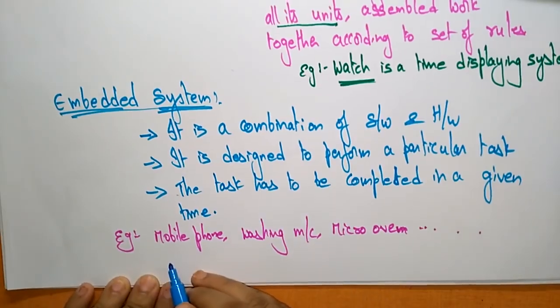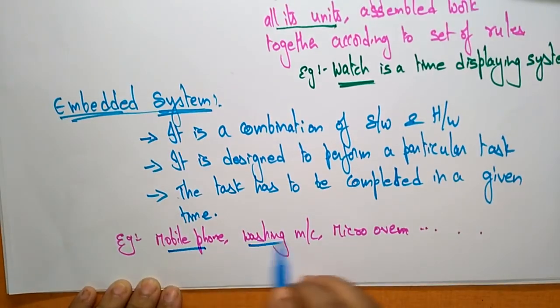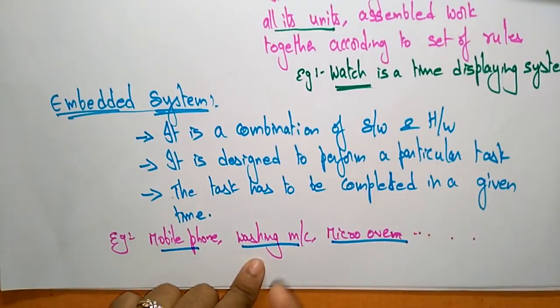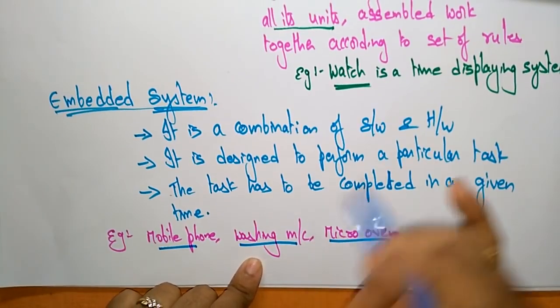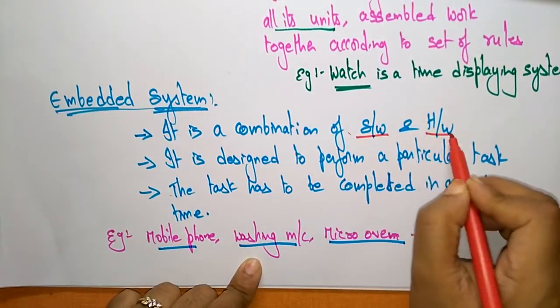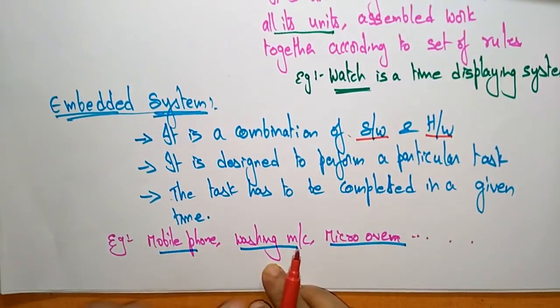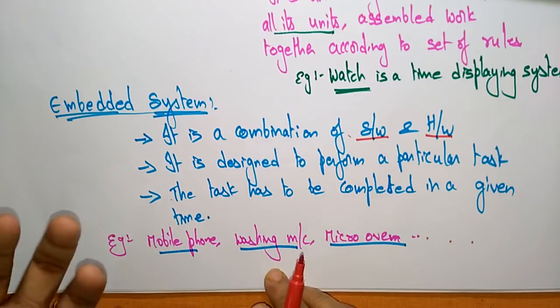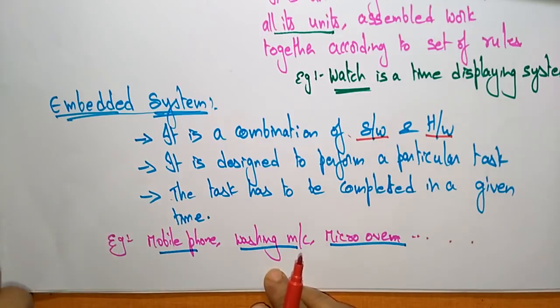Whatever the system you have taken, whether the mobile phone or washing machine or microwave oven, that system is a combination of hardware as well as software. It is a combination of hardware and software. The washing machine has hardware components. If you want to run that hardware, you need to install some software, meaning the real-time system.